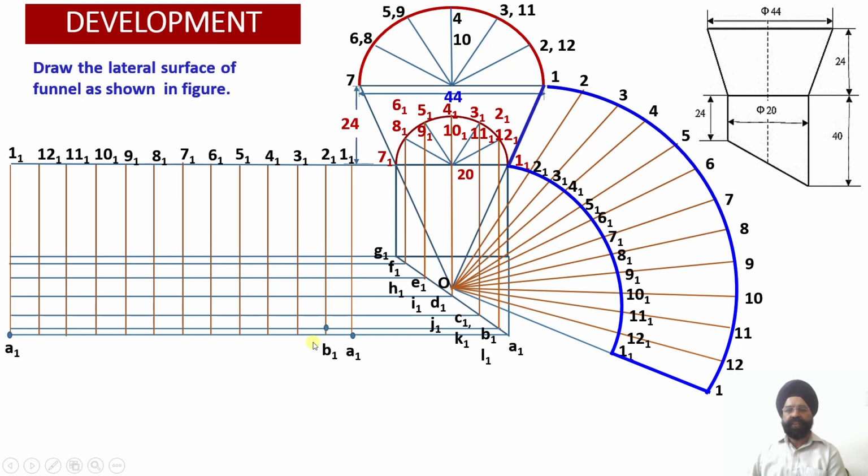So please see, B1 is located here, L1 is located here. Next, this is my horizontal generator corresponding to C1 and K1.